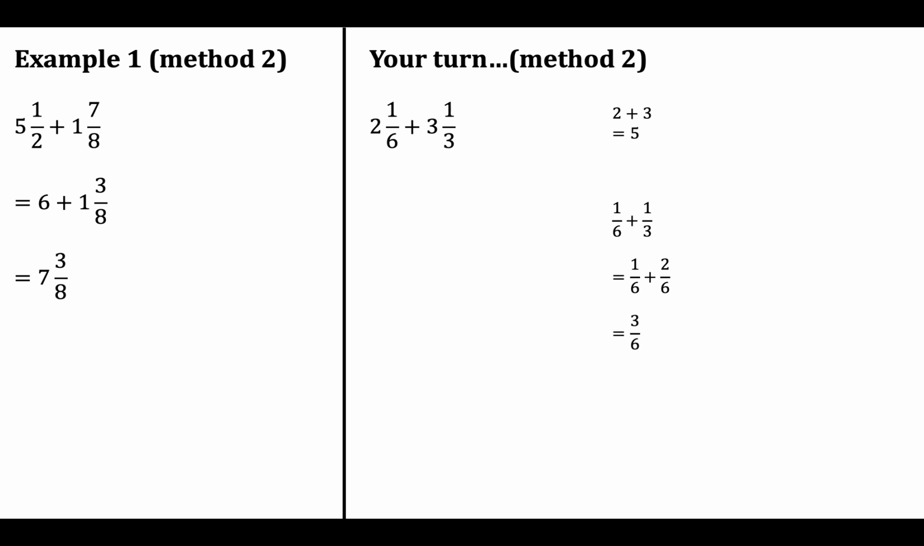Adding these together gives us 3/6. And we can see that this will simplify using factors here, and that gives us a half. So back to the question in hand, which was 2 and 1/6 plus 3 and 1/3. That's the same as 5 plus 1/2, which gives us 5.5.